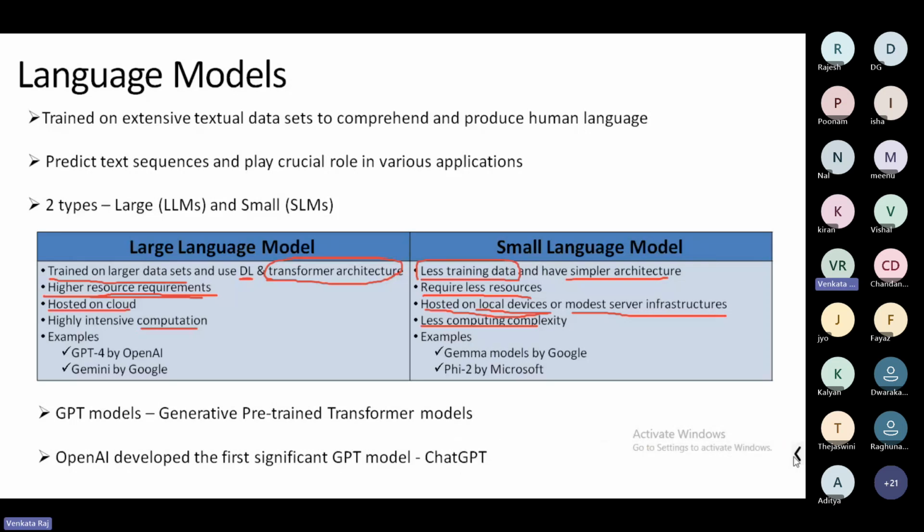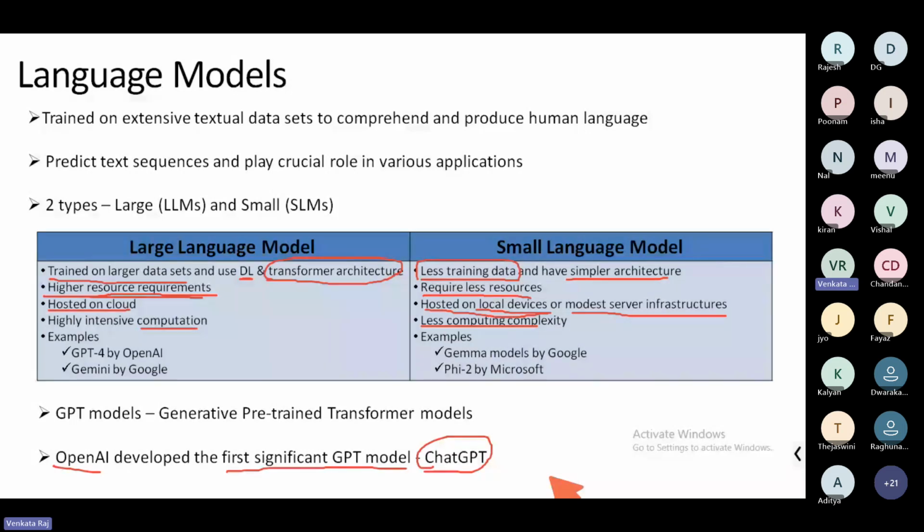OpenAI, this is very, very important, guys. OpenAI developed the first significant GPT model, that is ChatGPT. So this is a very popular tool nowadays, right? ChatGPT almost took the industry by storm when this tool was introduced.